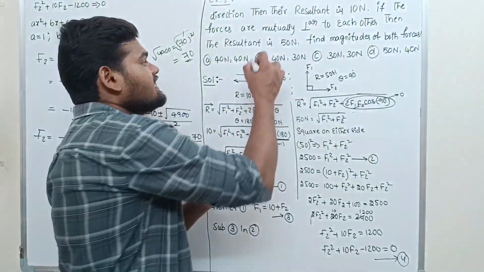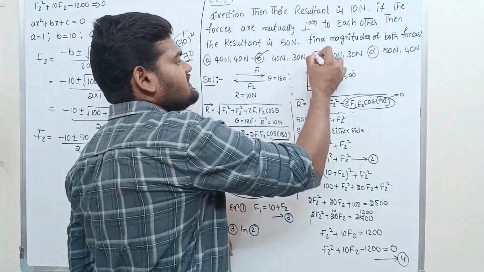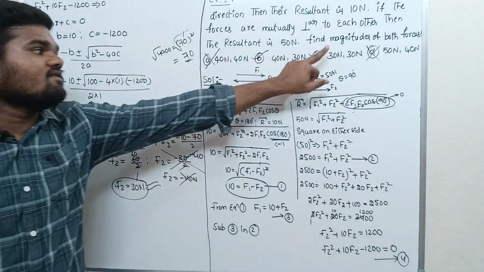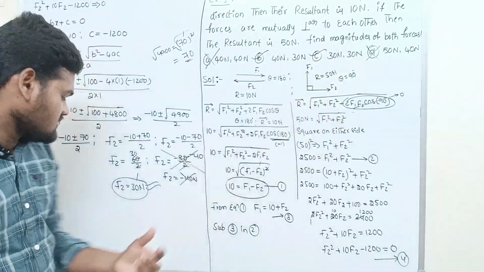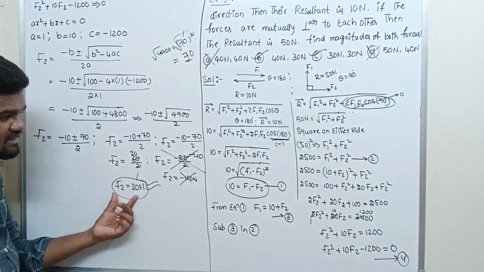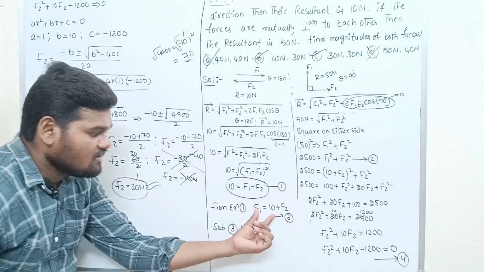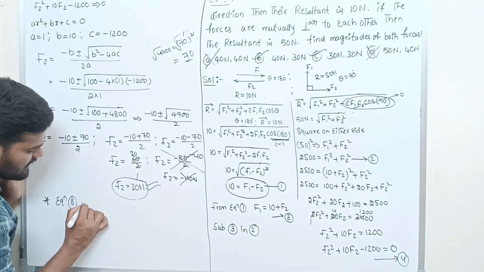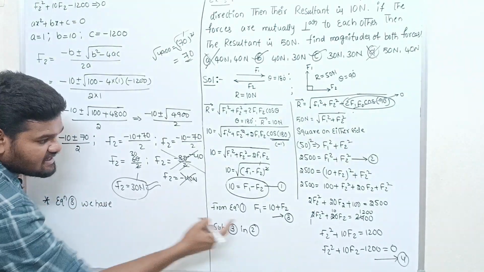Maybe option B is correct or maybe option C is correct. So option A and option D are not correct. In these two, one correct option is there. We have to choose. So F2 is equal to 30 newtons. Okay, right. Have a look, what is the equation 3 we have?